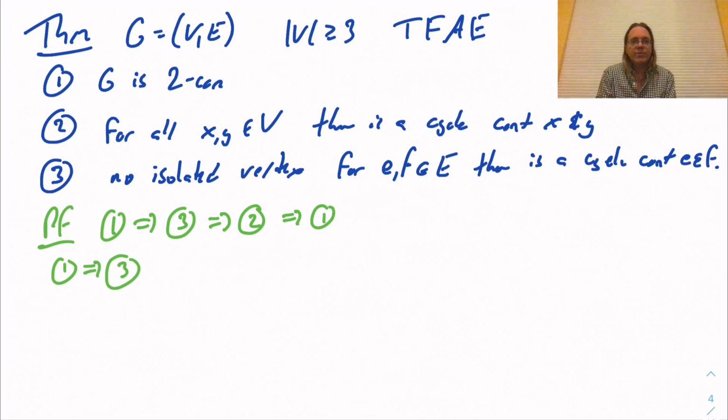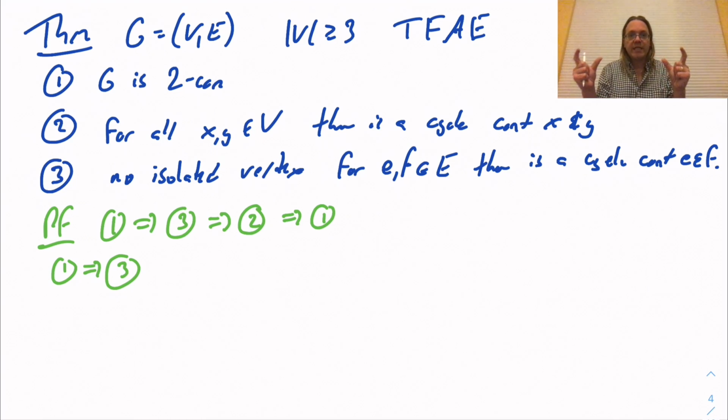So 1 implies 3. I'm trying to show that for any 2 edges, well, I should point out, if G is 2 connected, then G certainly can't have an isolated vertex, right? Certainly if I promise you that 1 holds true, if my graph is 2 connected, I certainly won't have an isolated vertex. The hard thing I've got to show you is that for any 2 edges E and F, there's a cycle containing them. But the good news is, we just characterized that.